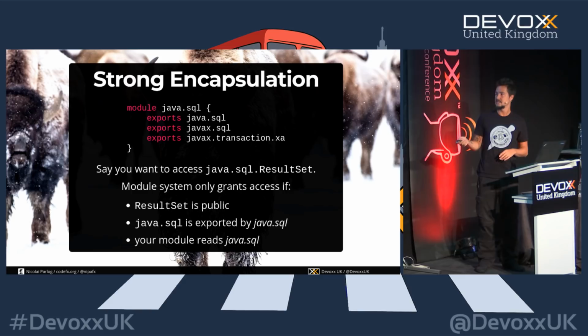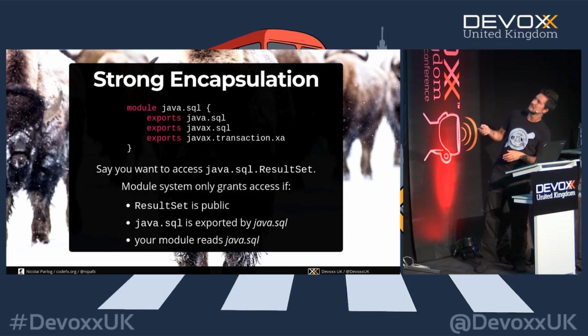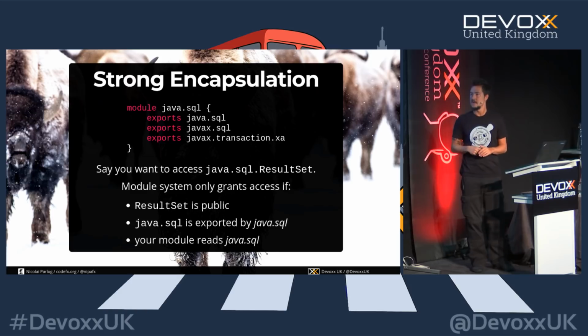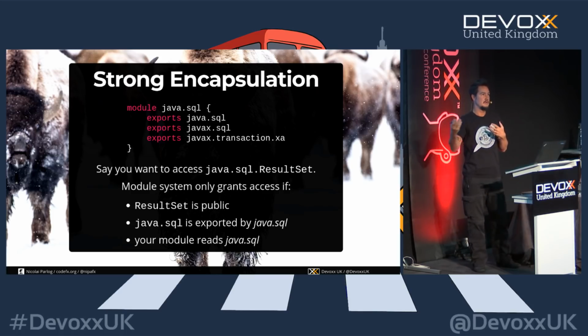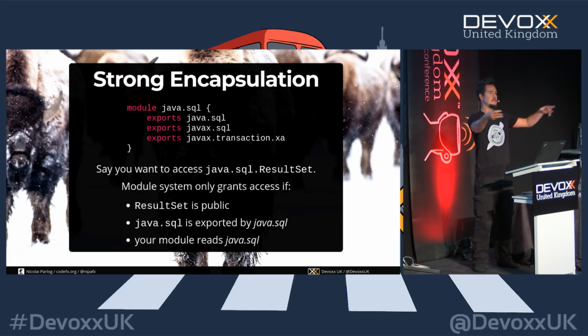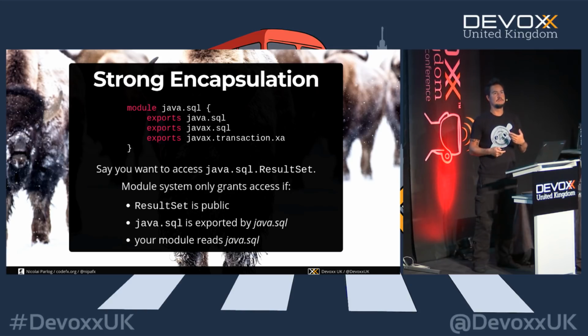First, java.sql, the package, has to be exported by the module that owns it, which is the case. We can see up here that the module exports the package. So the module has to say, look, everybody can use this package, and then the public types in that package become usable. Second, at the same time, your module has to read java.sql, which means your module usually has to say, I require java.sql. You cannot accidentally use stuff that is all over the class path. You can only use stuff that you declare a dependency on.